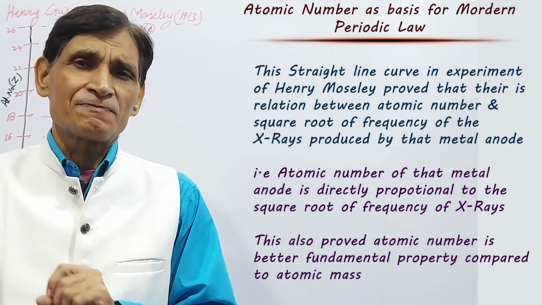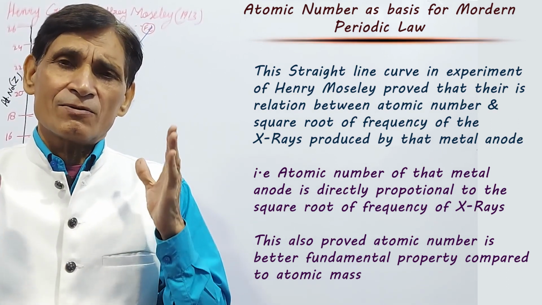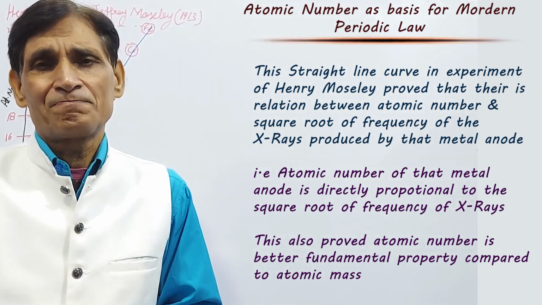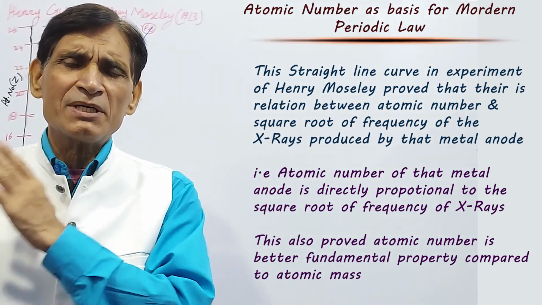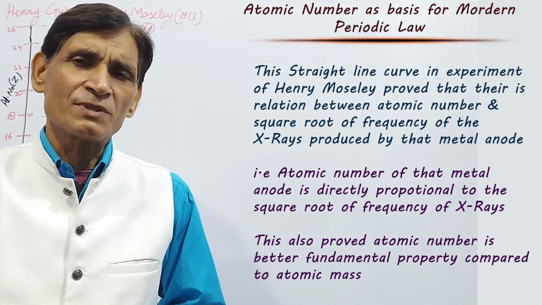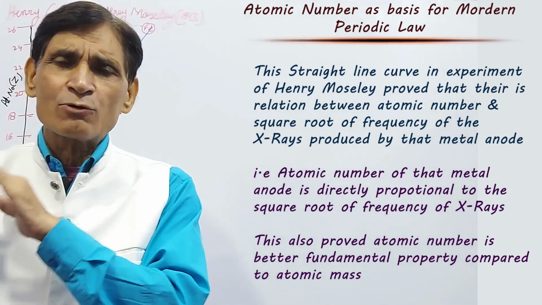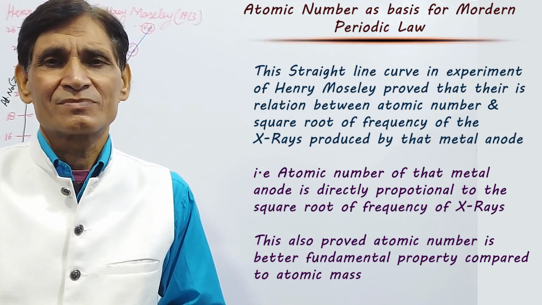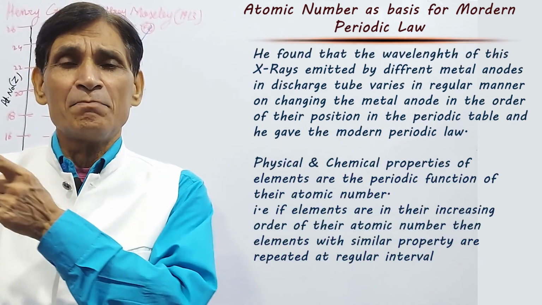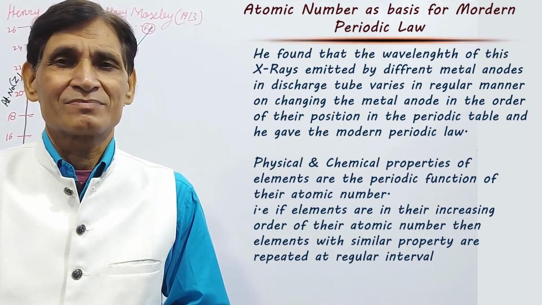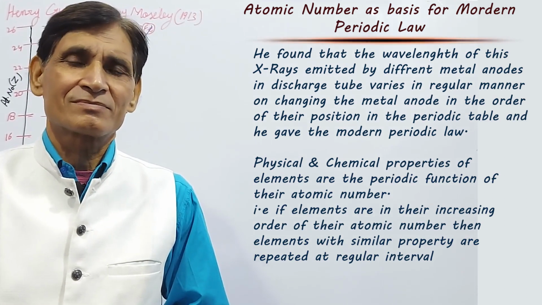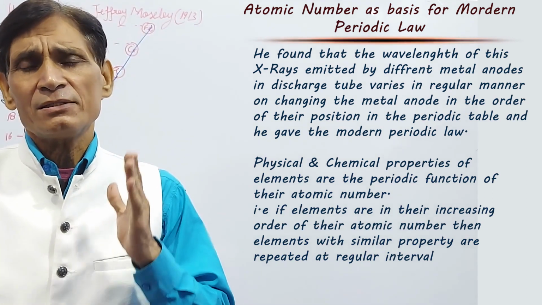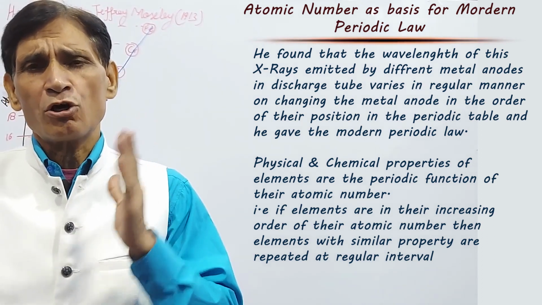He found that the wavelength of these X-rays emitted by different metal anodes used in the discharge tube varies in a regular manner on changing the metal anode in the order of their position in the periodic table. And he gave the modern periodic law.